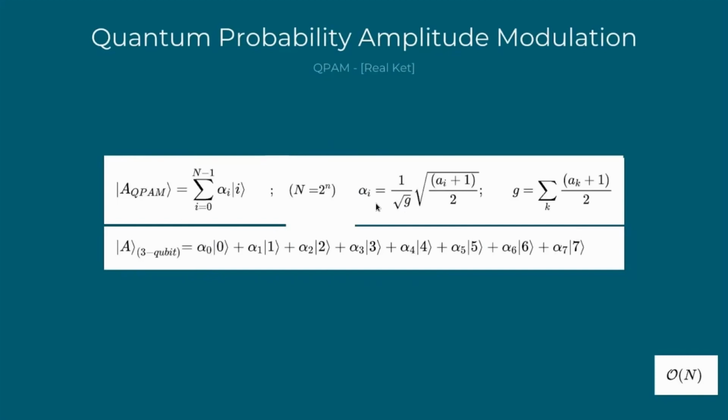Another important thing about this notation is that I am intentionally using capital N, which is the size of the audio, instead of the number of qubits, which is this small n. So capital N is 2 to the power of n, meaning that we can only store audio whose size is a power of 2. If you don't have this kind of audio, you can always insert zeros until you reach the desired size.